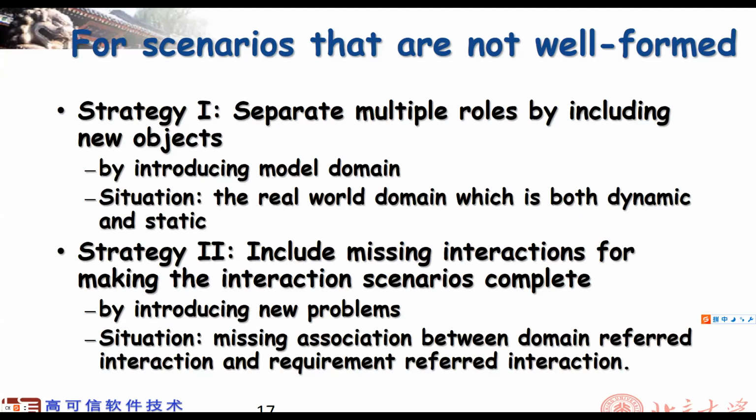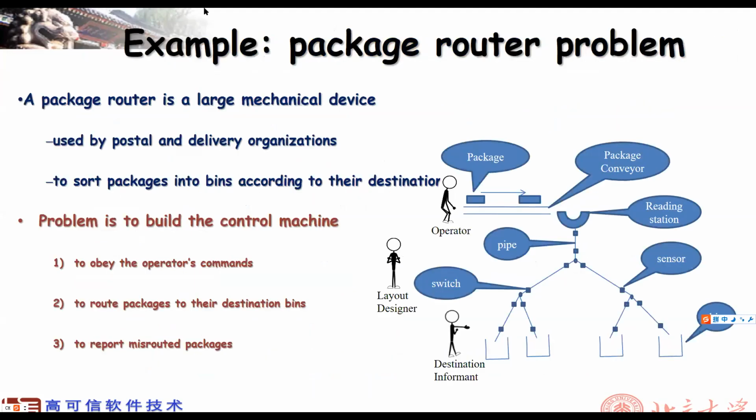This may need to introduce new problems. Let's see some examples. This example is a very benchmark example in Jackson's book, and also many papers in problem frames. It's about the package router problem.